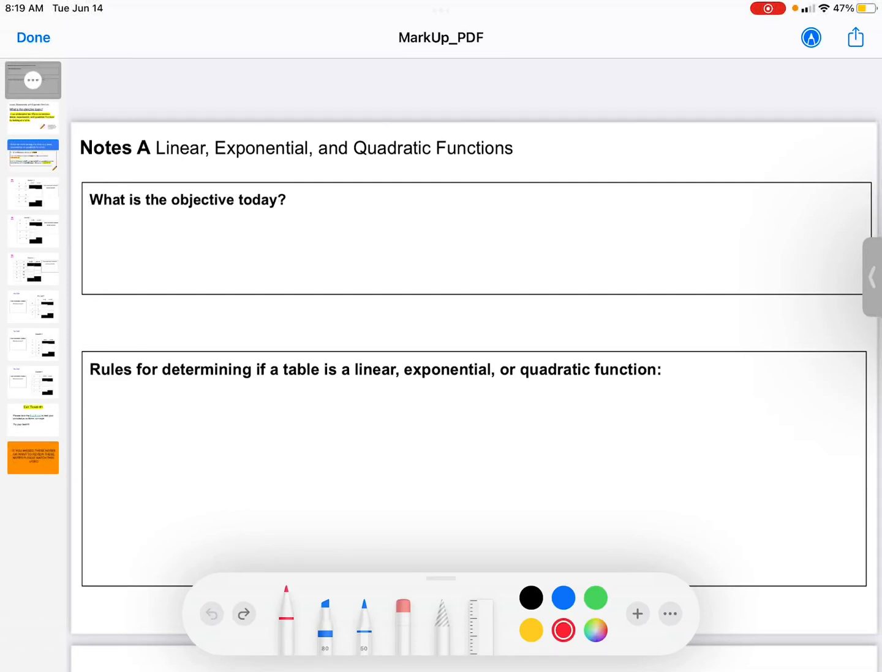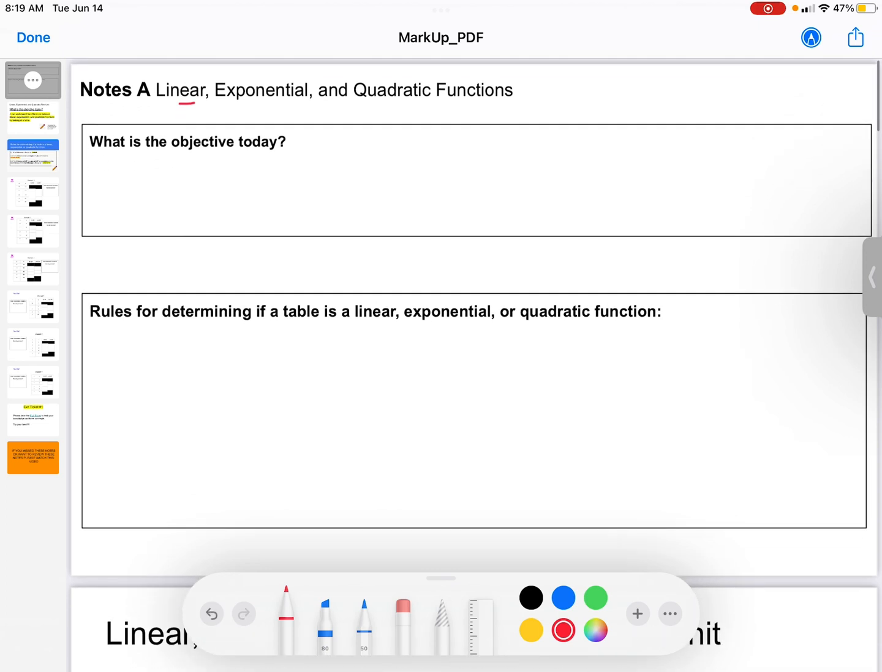Hi everyone, this is Notes A for our very first unit called Linear, Exponential, and Quadratic Functions. So I'm going to fill out these notes and you're just going to follow along with me, and then hopefully you'll be able to start our first checkpoint.